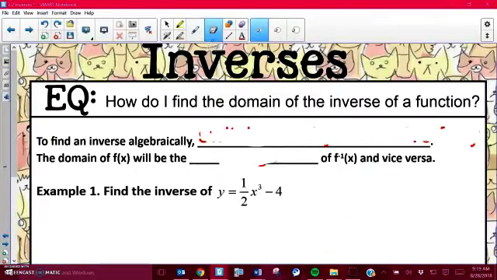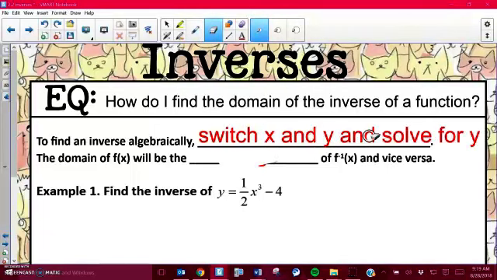To find that inverse algebraically, you do the same thing you would do to the coordinates. You simply switch x and y, but then you need to go ahead and solve for y in your new function. So again, all we're going to do is switch x and y, and then solve for y, and that will be the inverse of my function.